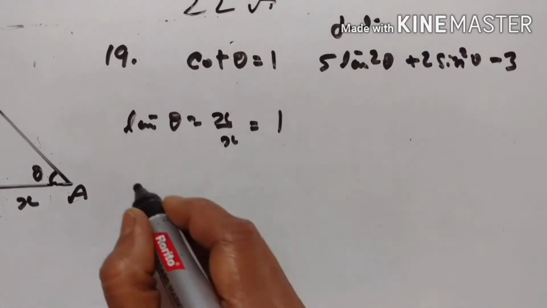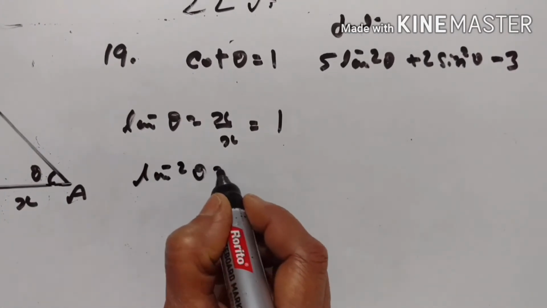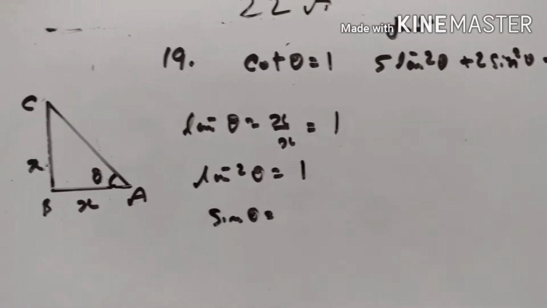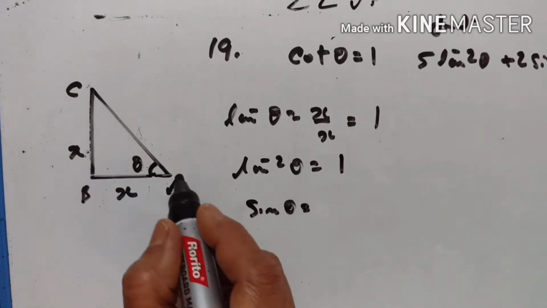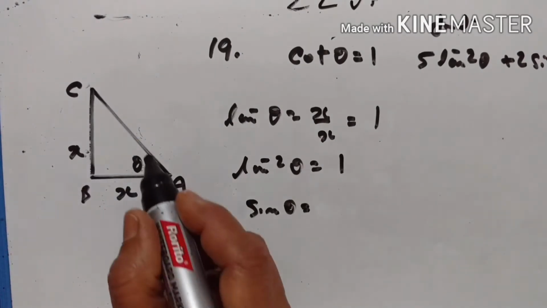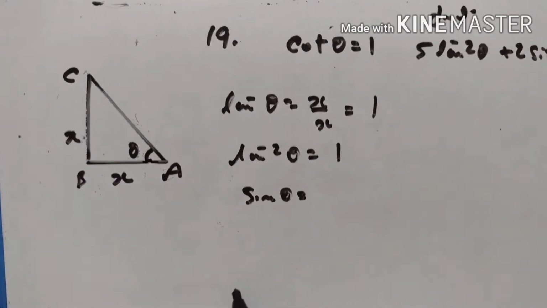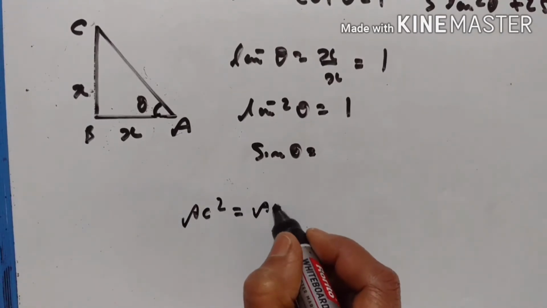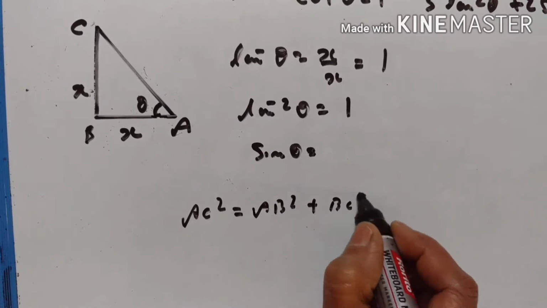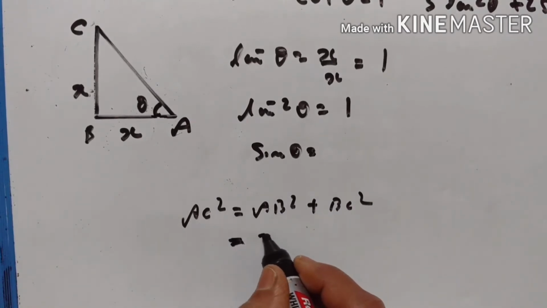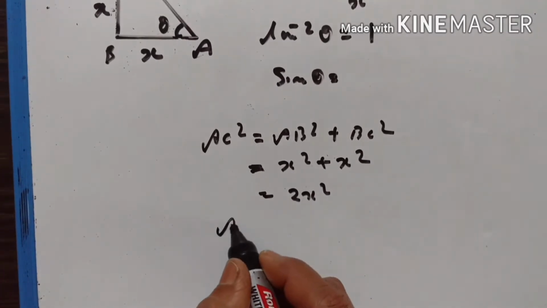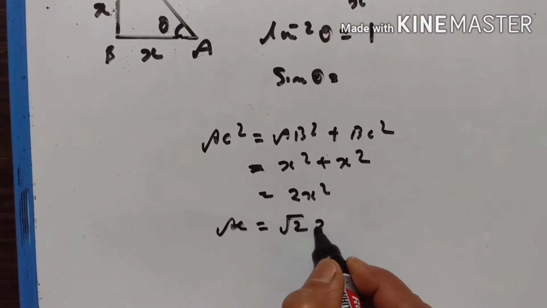Therefore, tan square theta is equal to 1. Now sin theta is equal to opposite upon hypotenuse. Let us find the hypotenuse now. AC square is equal to AB square plus BC square. AB square is equal to x square, BC square is equal to x square, so 2x square. Therefore, AC is equal to square root of 2x.